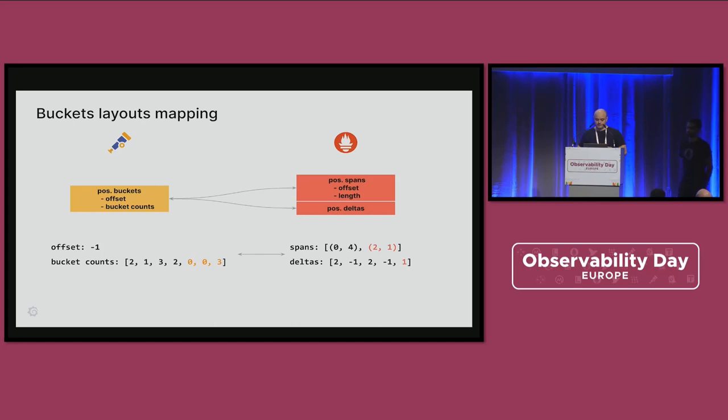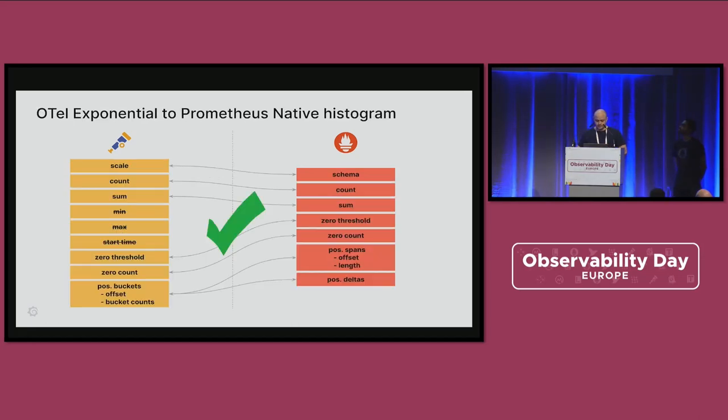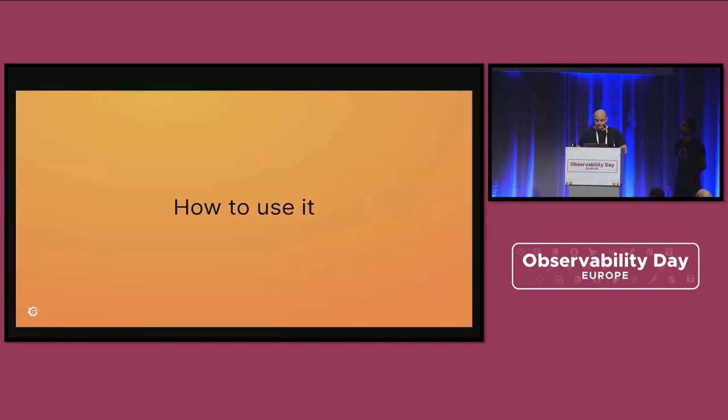So the sparse buckets are encoded with a subsequent offset value of the next span. And we are left with one non-empty bucket that has absolute count value of 3, and it's going to be encoded with a span that has offset of 2 and the length of 1. And the delta value for this bucket is 1. So at this point, we have translated the exponential histogram to native histogram. So we are done with the theoretical part of the talk.